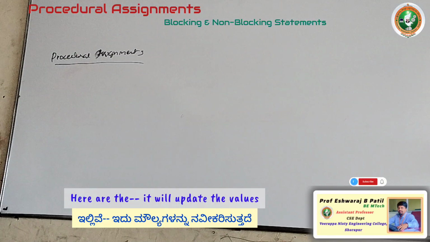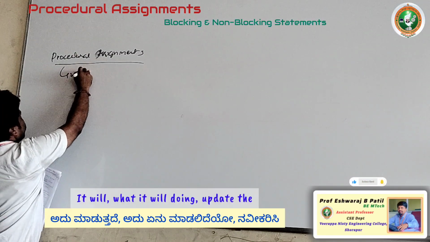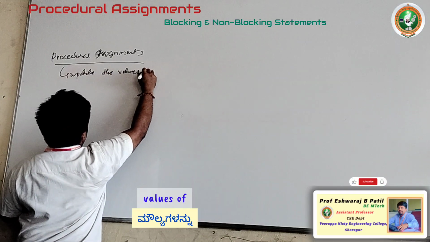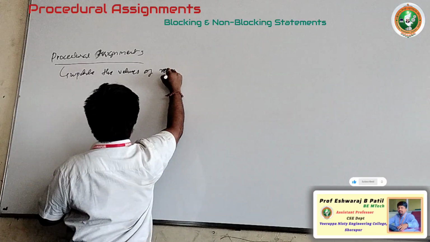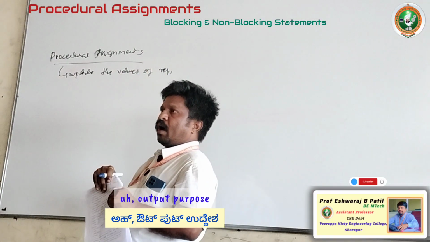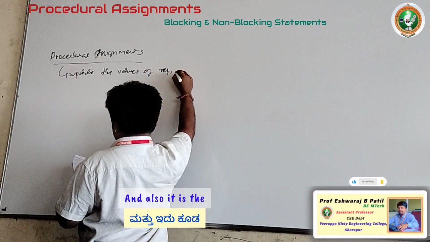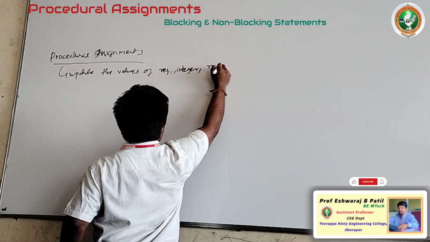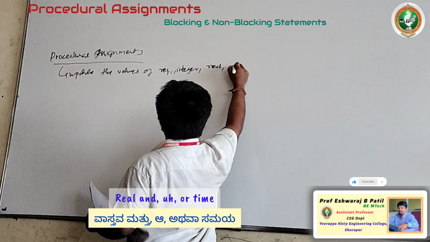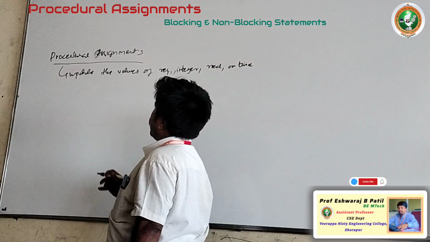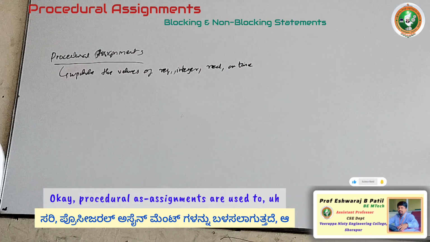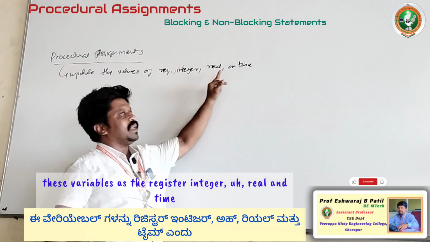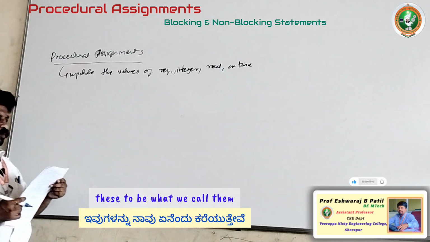Here it will update the values of the register. Register is used for the output purpose, and also there is the integer, the real, and time. Procedural assignments are used to update the values of these variables: register, integer, real, and time.